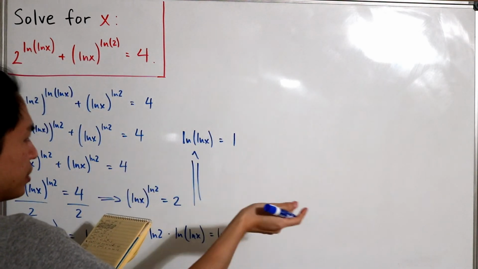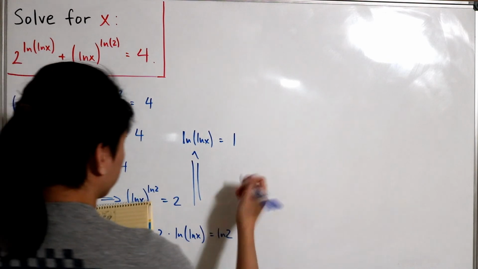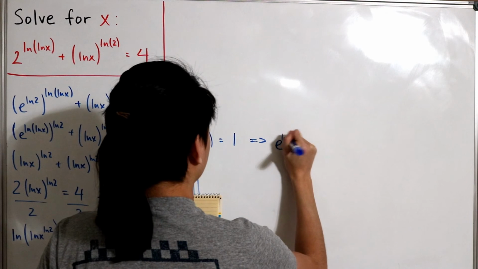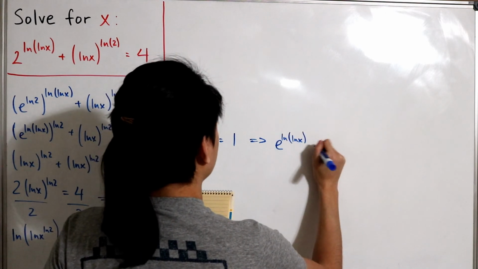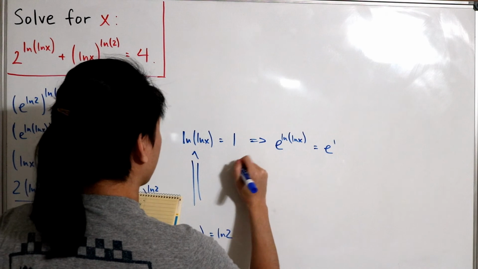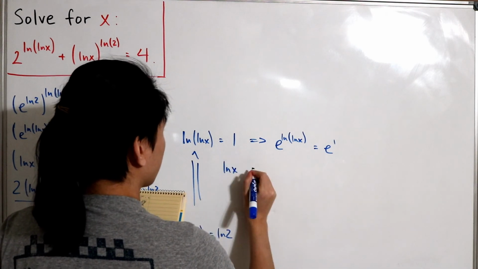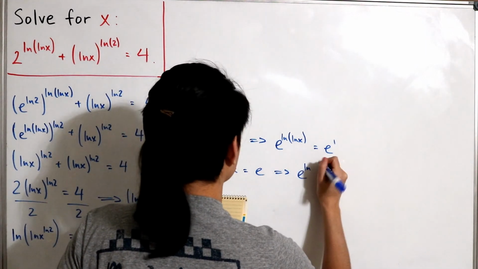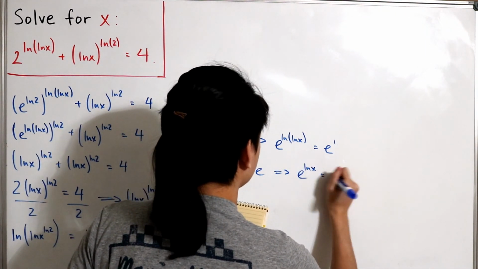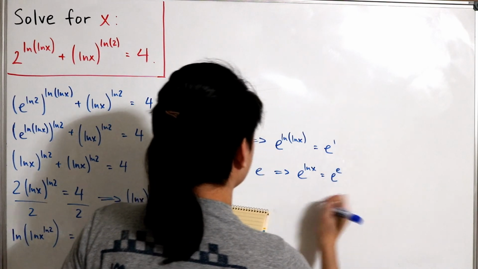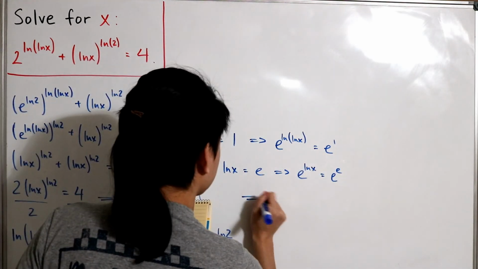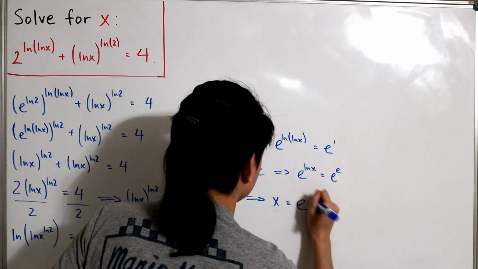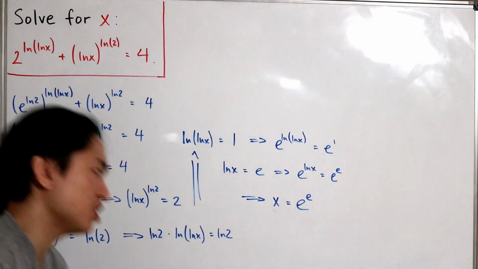Then, to get rid of the natural log itself, we can just exponentiate both sides. So e to the ln of x equals e to the 1. That'll get rid of itself, and then we have ln of x equals e. Do the same thing again, exponentiate both sides: e to the power ln of x equals e to the power e. The e to the ln will get rid of itself, and therefore we have found our x. The only solution is x is equal to e to the power e.